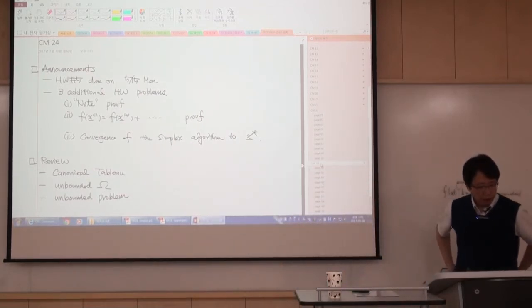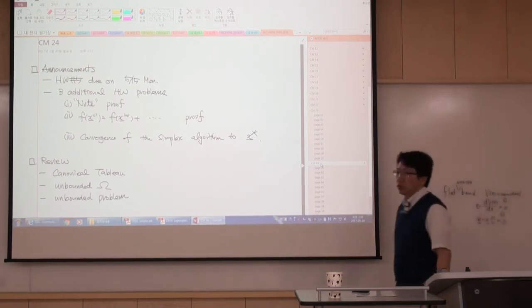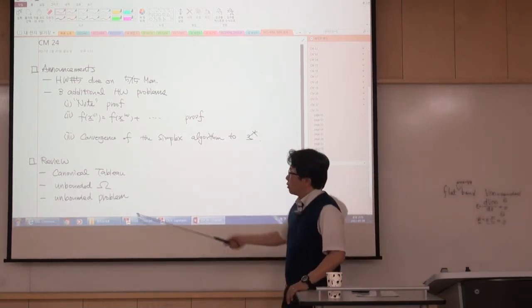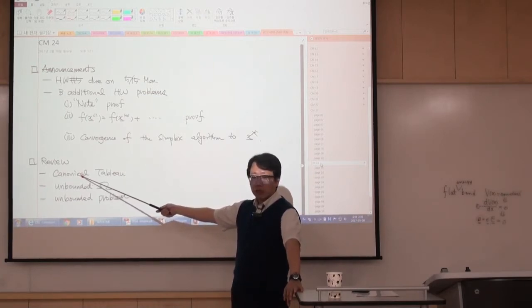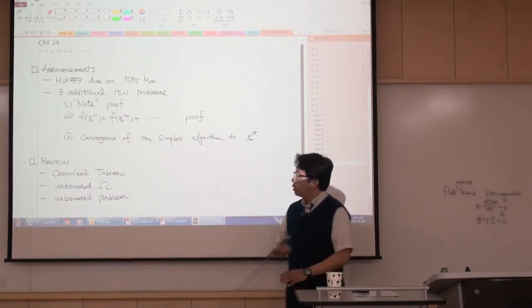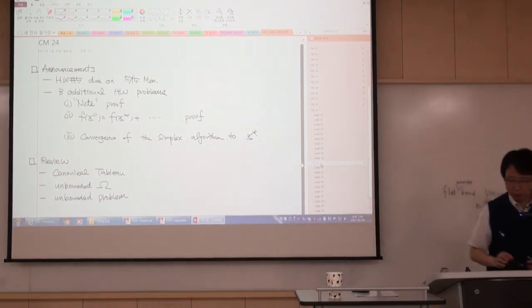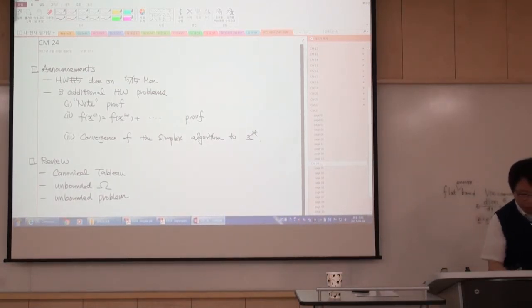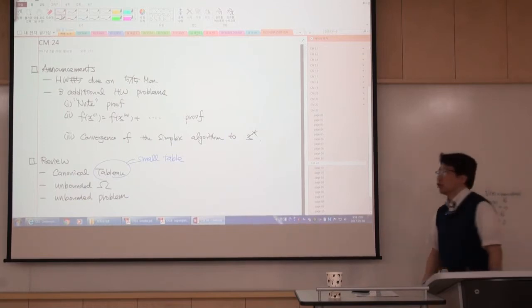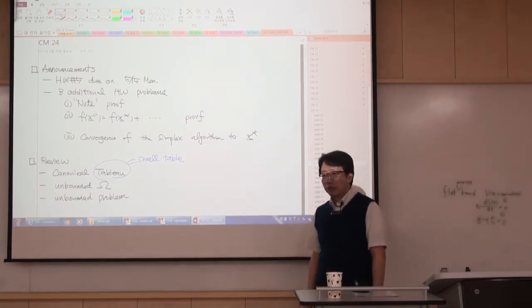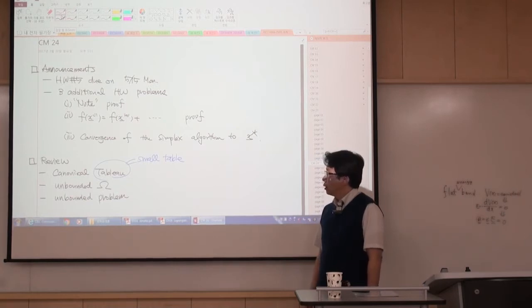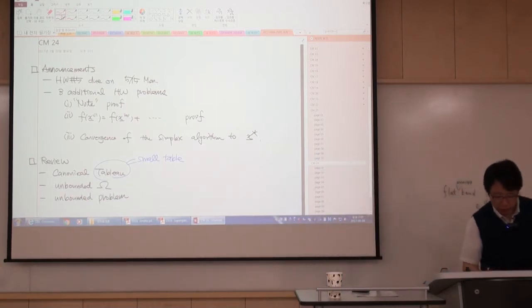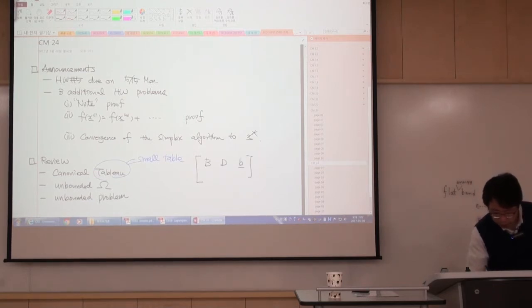Okay, then let's have some quick review and move to today's topic. At the end of the last class meeting, we saw the so-called canonical tableau. What was a tableau? A tableau is a small table. In our case, it is an augmented matrix obtained from this one.